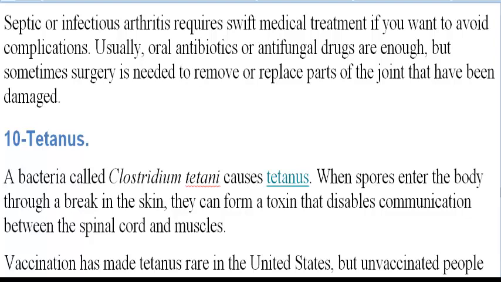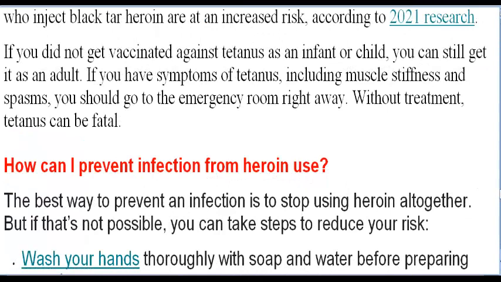10. Tetanus. A bacteria called Clostridium tetani causes tetanus. When spores enter the body through a break in the skin, they can form a toxin that disables communication between the spinal cord and muscles. Vaccination has made tetanus rare in the United States, but unvaccinated people who inject black tar heroin are at an increased risk, according to 2021 research. If you did not get vaccinated against tetanus as an infant or child, you can still get it as an adult. If you have symptoms of tetanus, including muscle stiffness and spasms, you should go to the emergency room right away. Without treatment, tetanus can be fatal.